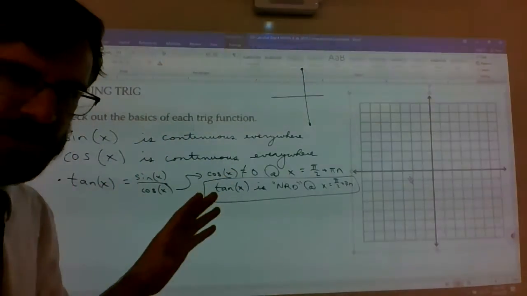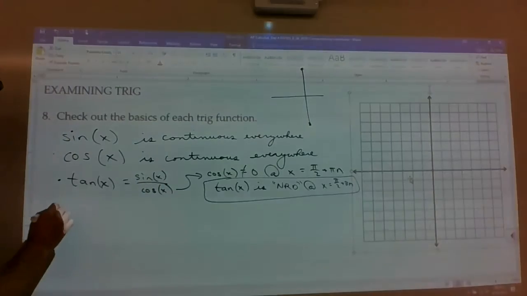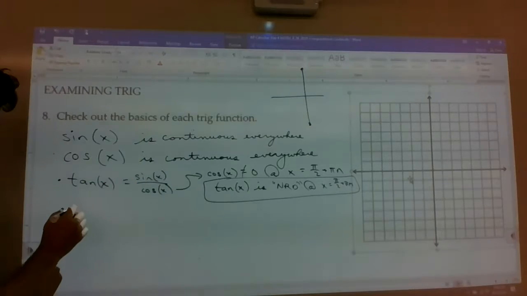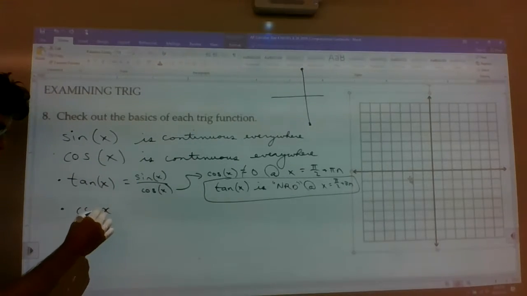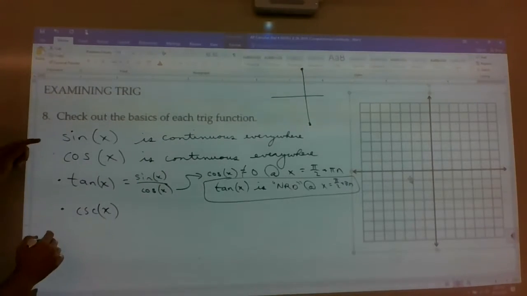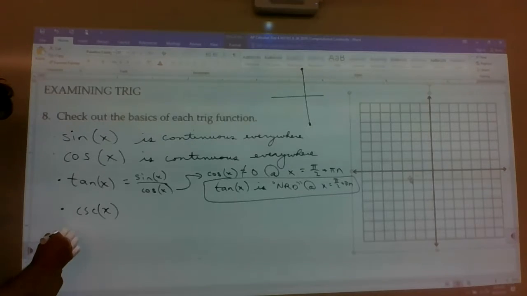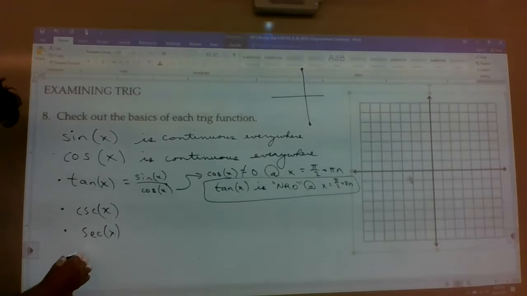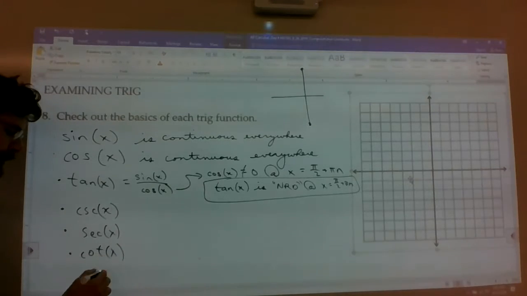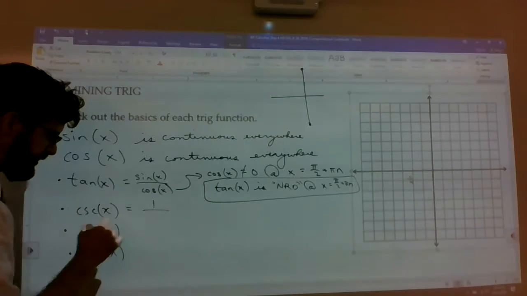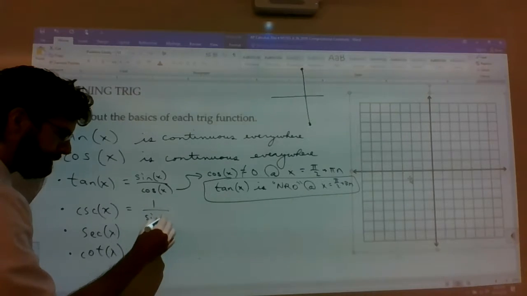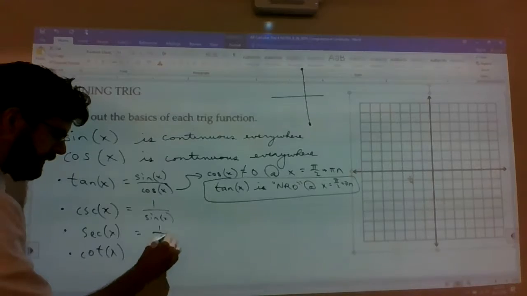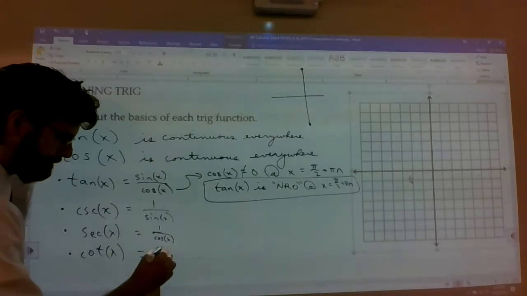So you could extend this to the three other trig functions. The inverse, not the inverse of sine, but the reciprocal of sine would be cosecant. The reciprocal of cosine is secant. And then the reciprocal of tangent is cotangent. Doing a quick rewrite of all of these, this is 1 over sine. This is 1 over cosine. And this is cosine over sine.